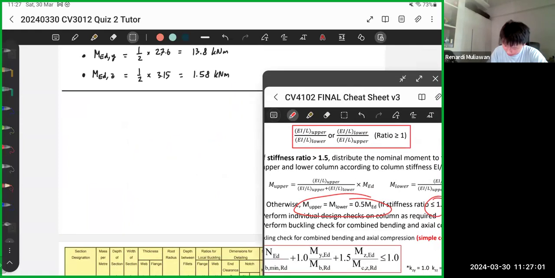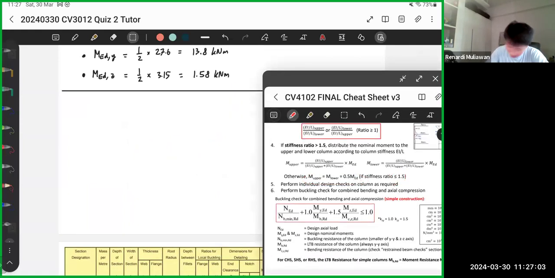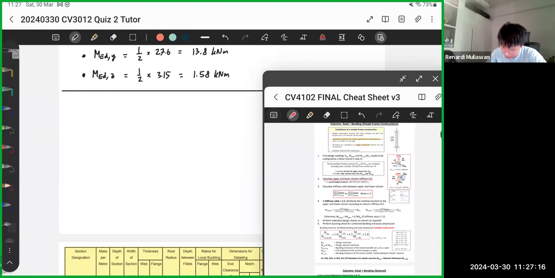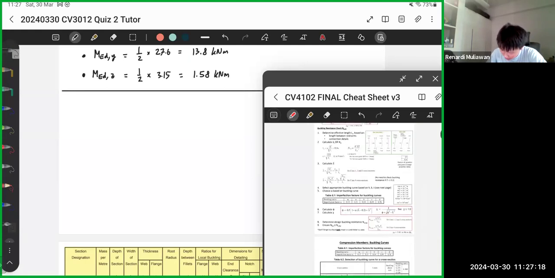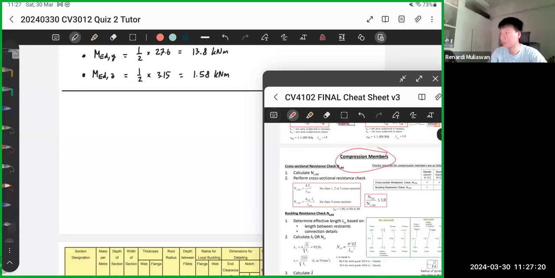Okay, so let's go to the new check, because I think LTB and bending resistance you know how to do, right? So now let's go to this one, the NbRd, the design buckling resistance. In my cheat sheet, it is located under compression members, because axial load, right? Compression.